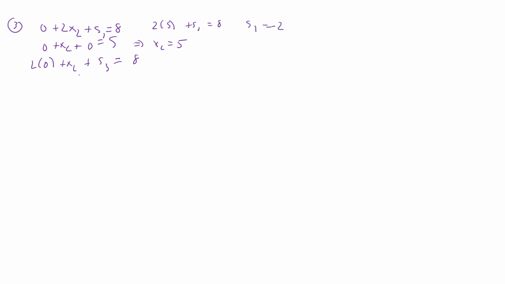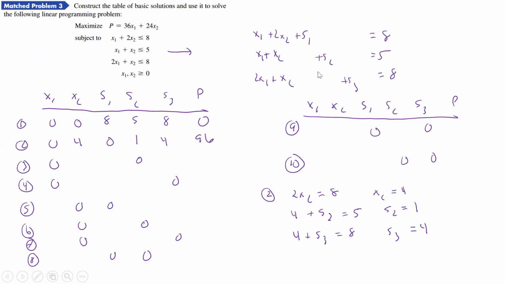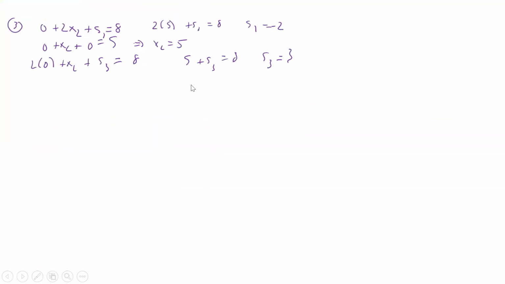Okay. And so x2 we know is 5, so that's going to be 5 plus s3 equals 8, so s3 equals 3. Okay. So now we have a negative 2, 3, and a 5. Oops, wrong direction. So we have the 5, a negative 2, and then we had the 3. And because of that negative, we have no max p here.